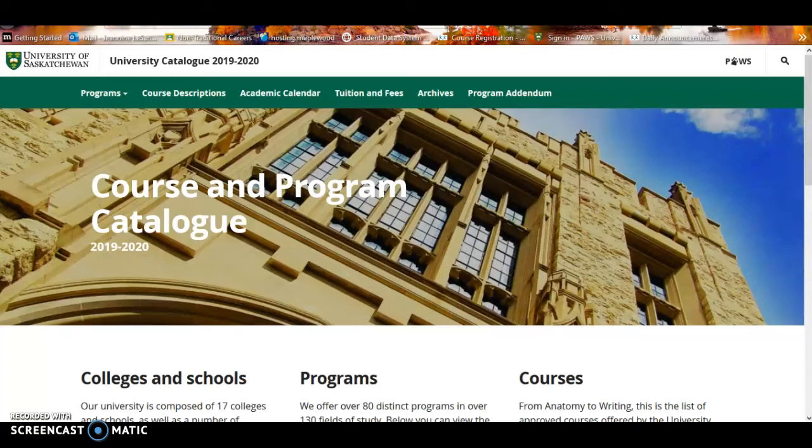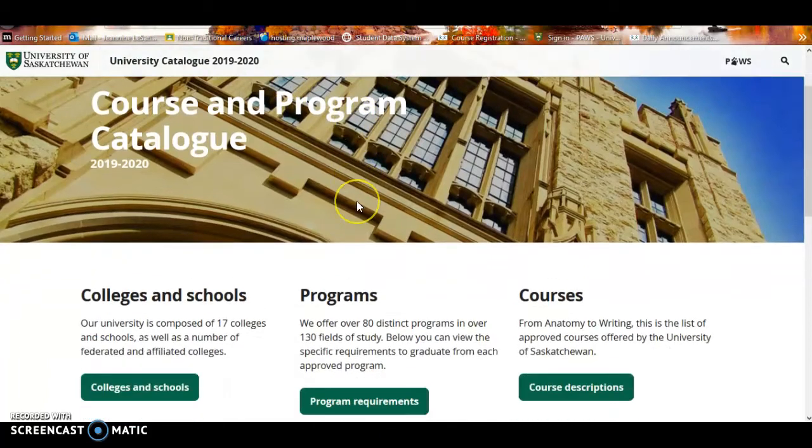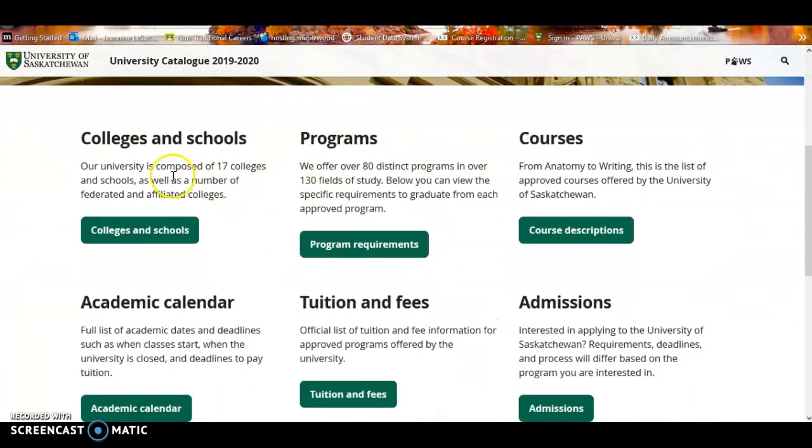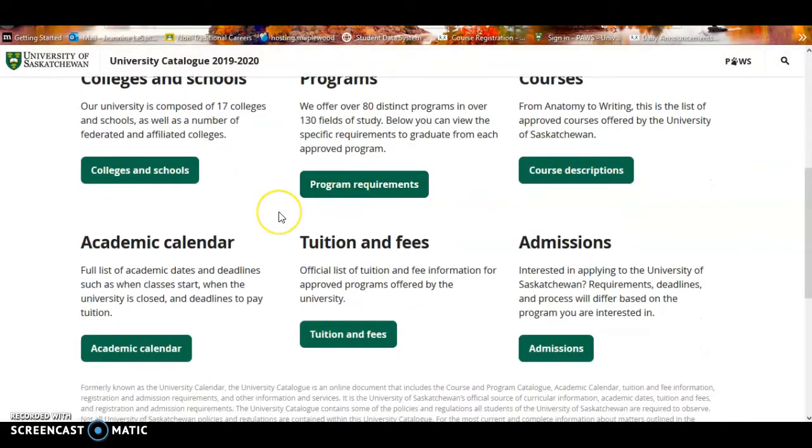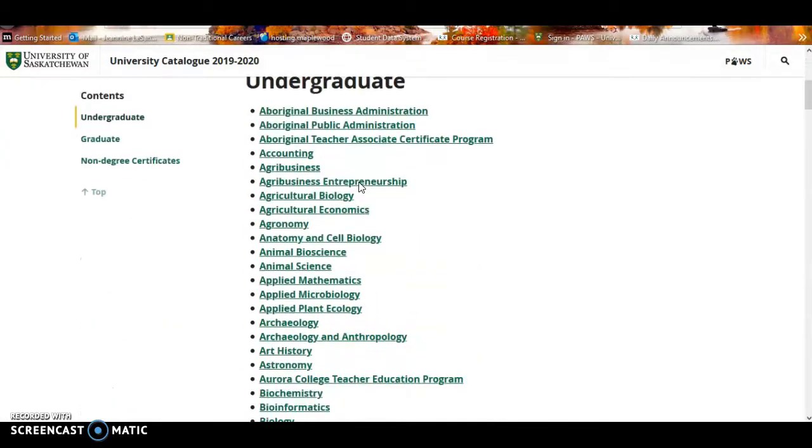We are going to look now at the University of Saskatchewan's course catalog and program catalog. It's really well designed actually, and it breaks down everything by course, by college, or by program. Breaks down tuition fees, everything. So we're going to look at programs.